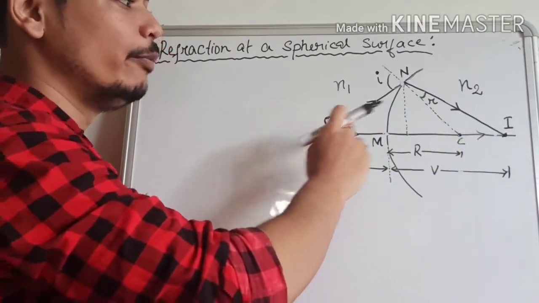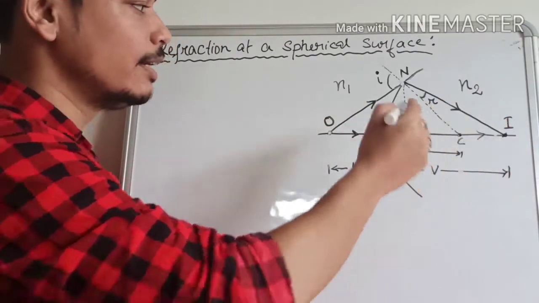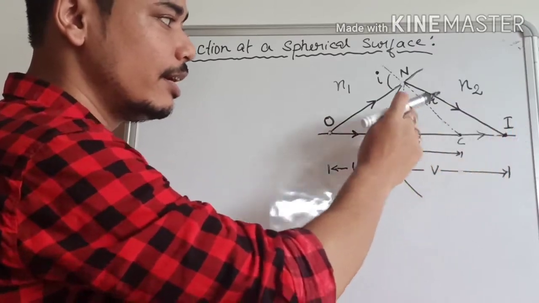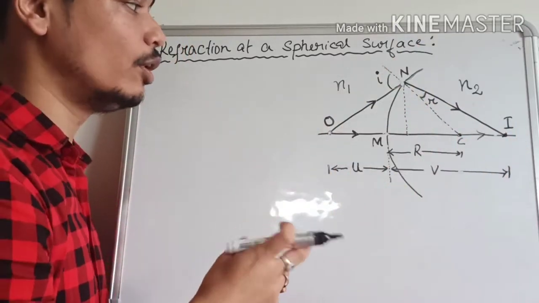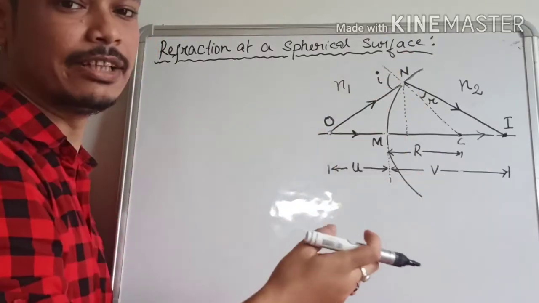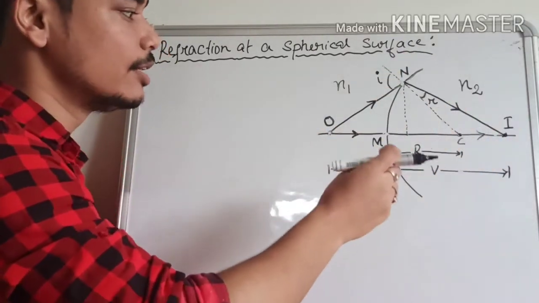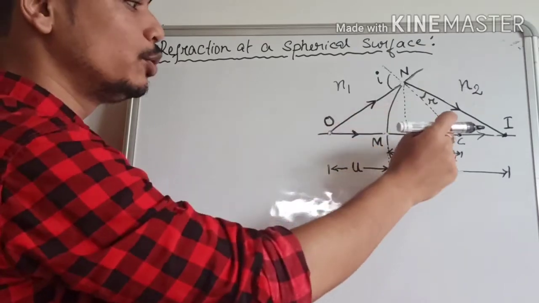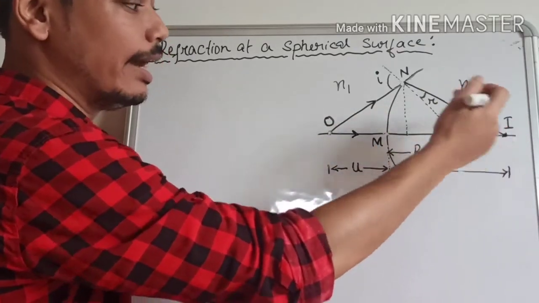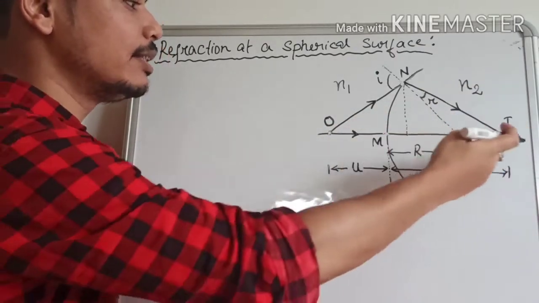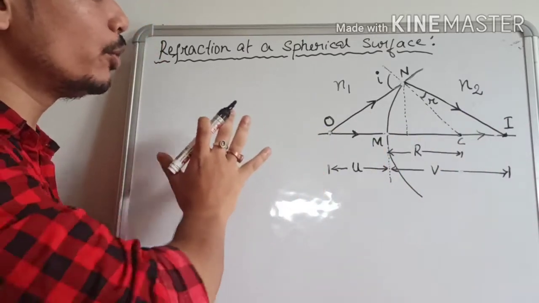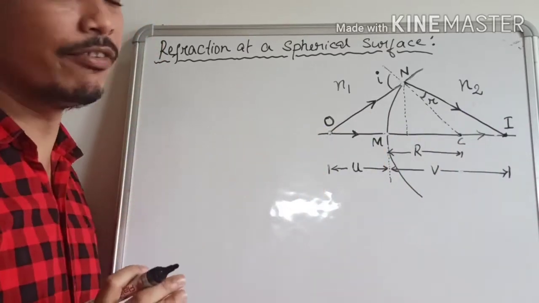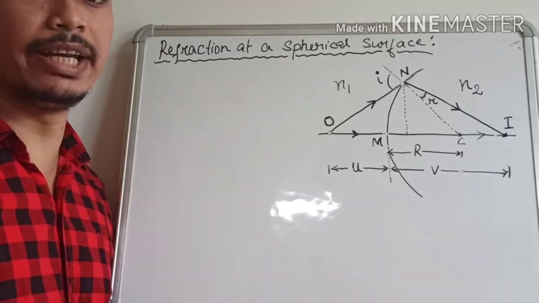This is the object, and we get the image at the point at which the two rays, after refraction from the spherical surface, meet. The point at which these two rays meet is where we will get the image I of the object O. So we are going to perform a simple derivation for refraction at a spherical surface.